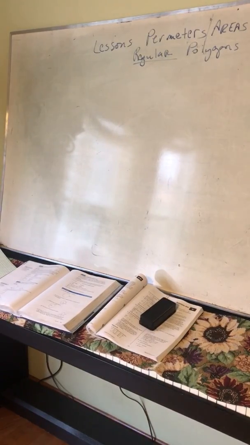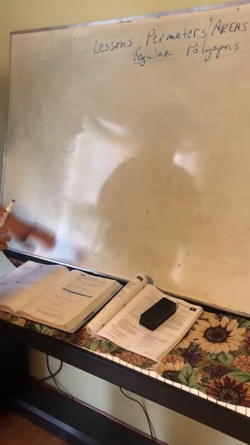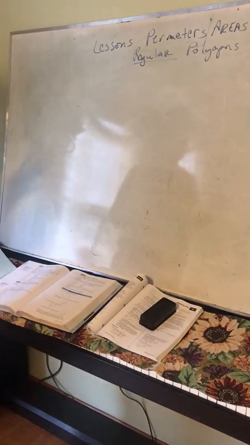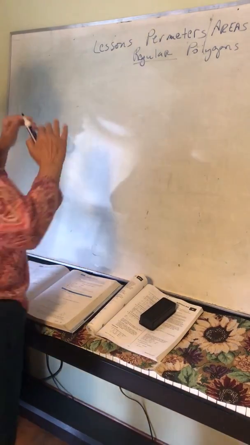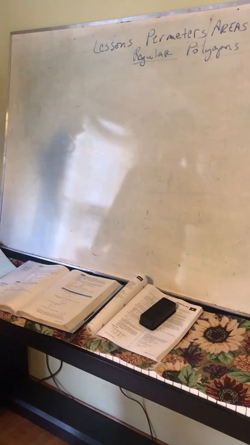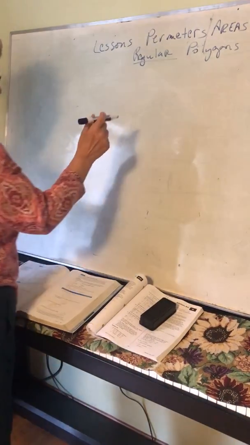Okay, this is a lesson on perimeters and areas of regular polygons. Regular polygons are polygons that have the same, or congruent, sides and angles. That's the only way these formulas work, is using regular polygons.